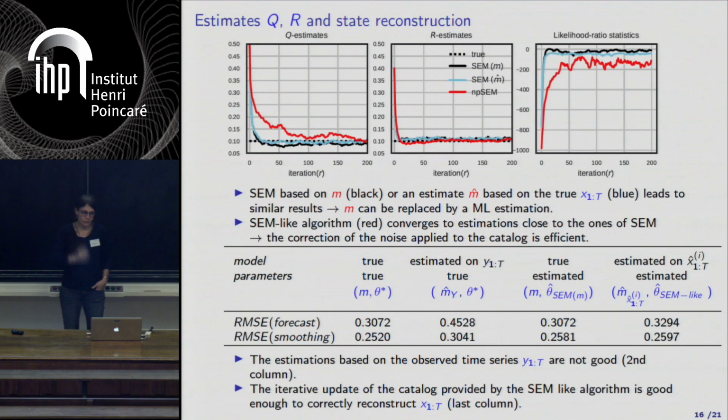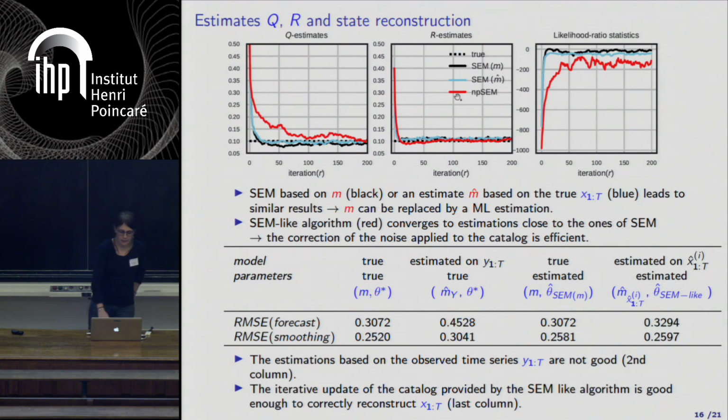So if we want to have a little bit more information about the quality of the reconstruction and the estimation, at the top of the plots you have the evolution of the estimation with respect to the iteration, so the abscissa is the iteration. And you can see the estimate of Q, of R, and a plot of the evolution of the likelihood.